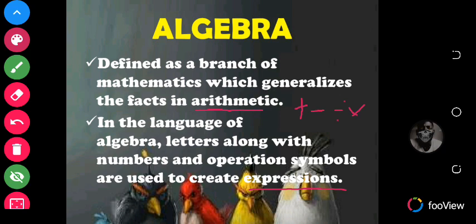So the branch of mathematics that deals with the use of letters, example x, and numbers like 3, or anything, let's say y, is what we call algebra. So algebra is a form of math, but it doesn't have to do with numbers alone, but it has to do with a lot of letters, and you'll get to see the name of these letters I'm talking about. So algebra is a branch of math which generalizes the facts in arithmetic.